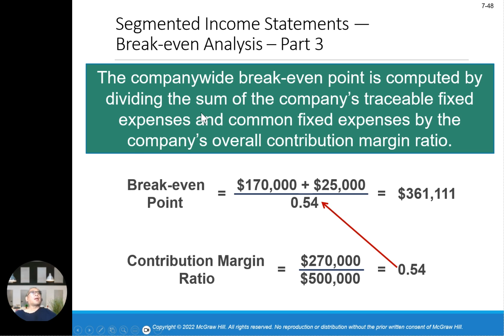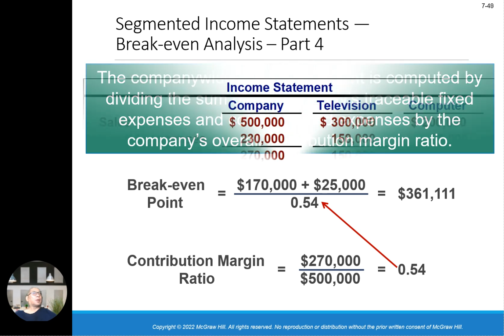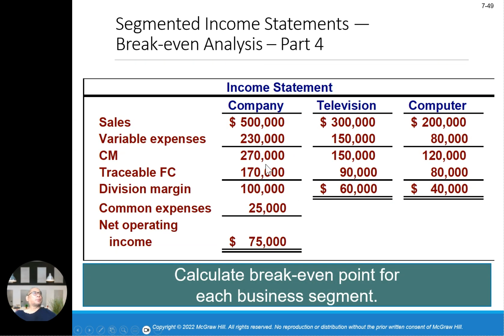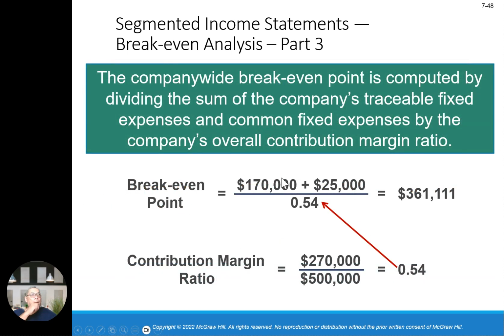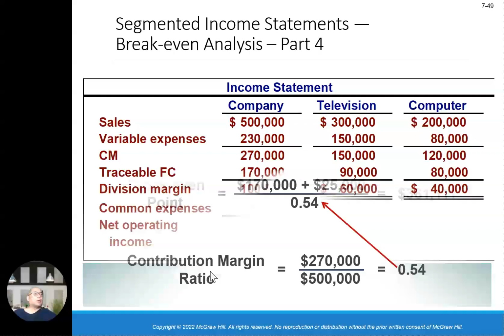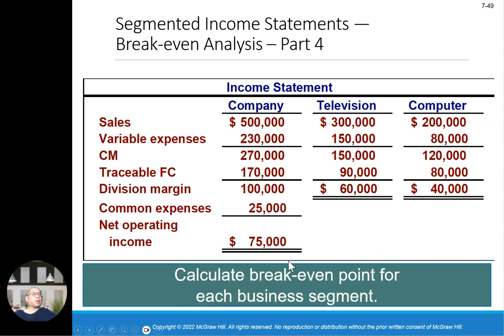Okay. Company break-even point is computed by dividing the sum of the company's traceable fixed expense and common fixed expense by the company's overall contribution margin ratio. Okay, this is the one. Okay, we're going to go back. Excuse me. This 125. You're going to go back and look at the slide. 170 here, 25,000. You get the break-even analysis in each segment.